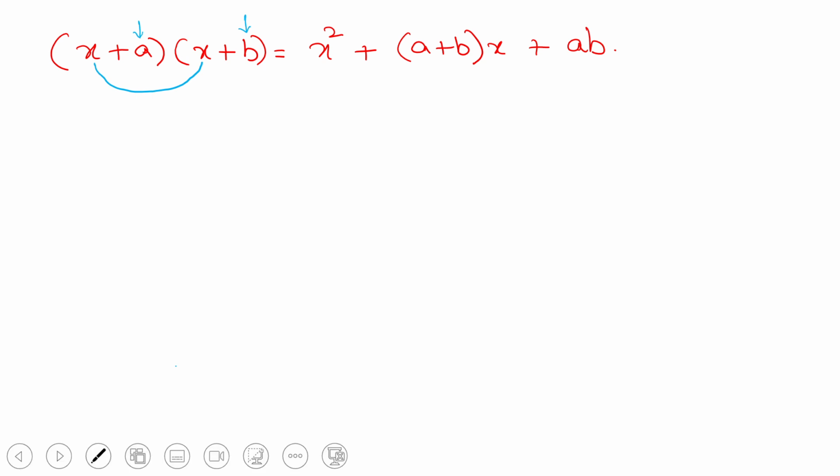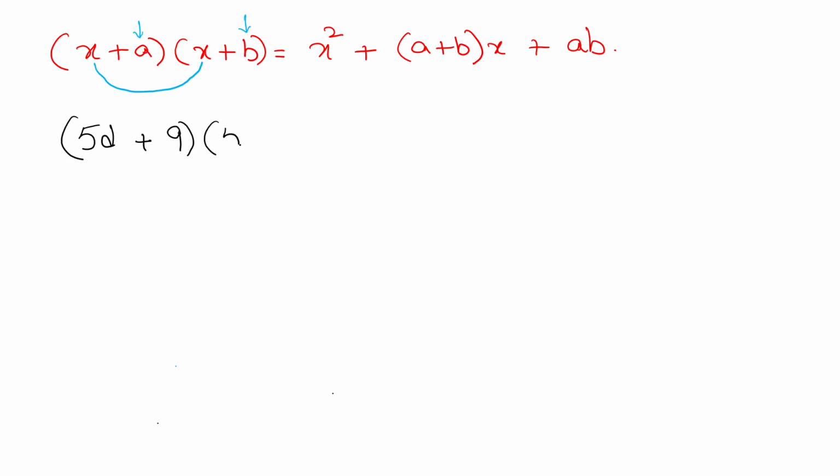So let us take an example. 5d plus 9 multiplied by 5d minus 10. See, you may say that in the identity, sir, both are positive. Okay, so let us see here. The first term is same, right? 5d and 5d. And the second terms are different in both the expressions.